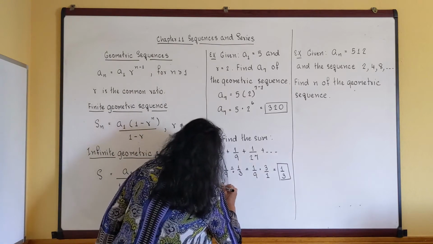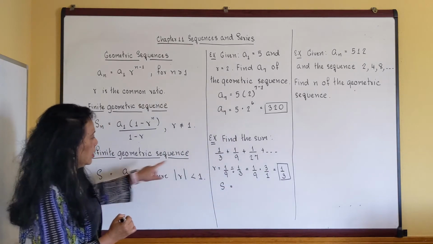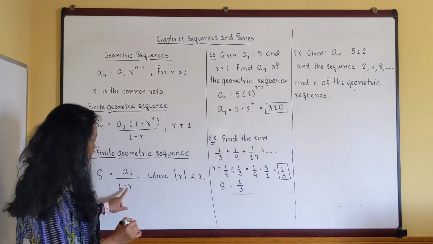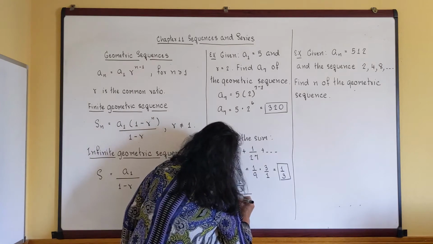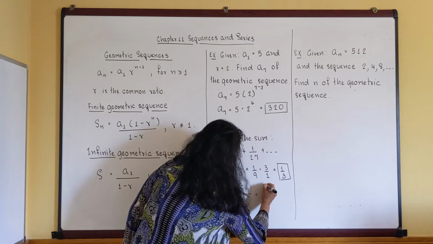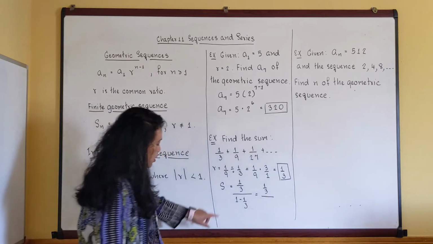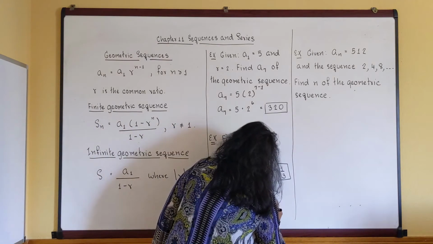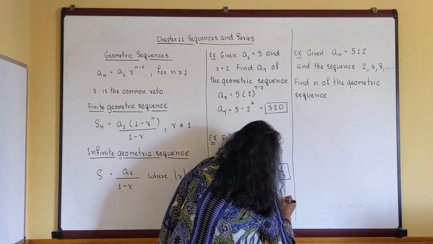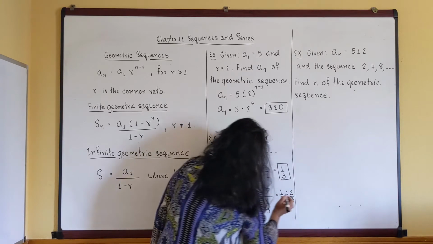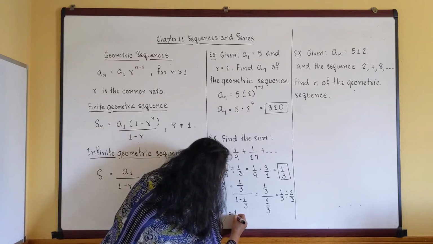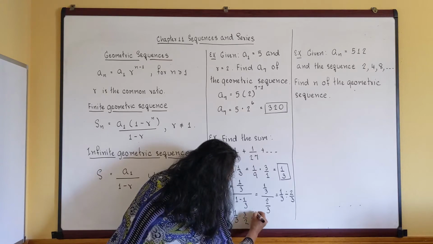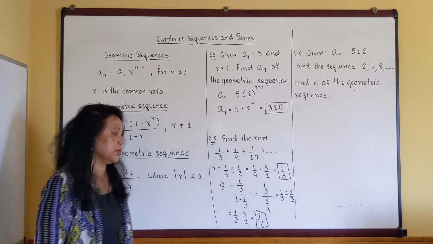So s would equal a sub 1, which is 1/3, over 1 minus 1/3. So I'm going to have 1/3 over 1 minus 1/3, which is 2/3, which means 1/3 divided by 2/3. In other words, 1/3 times 3/2, which is 1/2. So the sum of this is going to be 1/2.